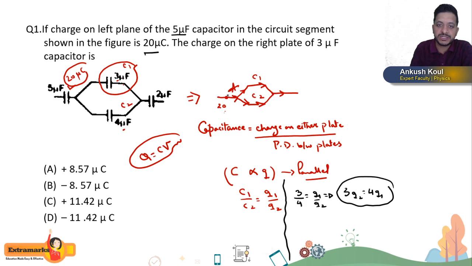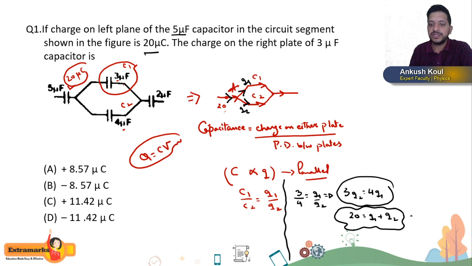Another equation from the junction itself: total charge is 20. This 20 gets split into C1 and C2, so Q1 goes here and Q2 goes here. So simply my second equation is 20 is equal to Q1 plus Q2. And if we solve those two equations, which is basically the parallel combination of two capacitors, we can get our result. 20 will be equal to Q1 plus, instead of Q2, I will write 4 by 3 Q1.